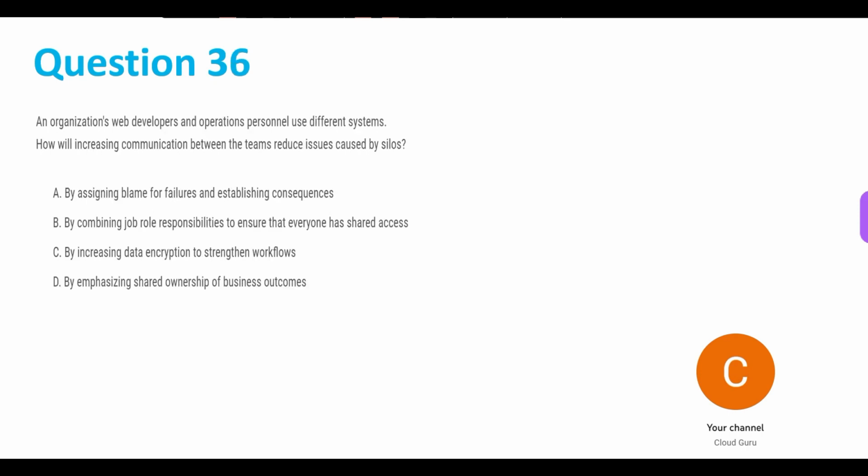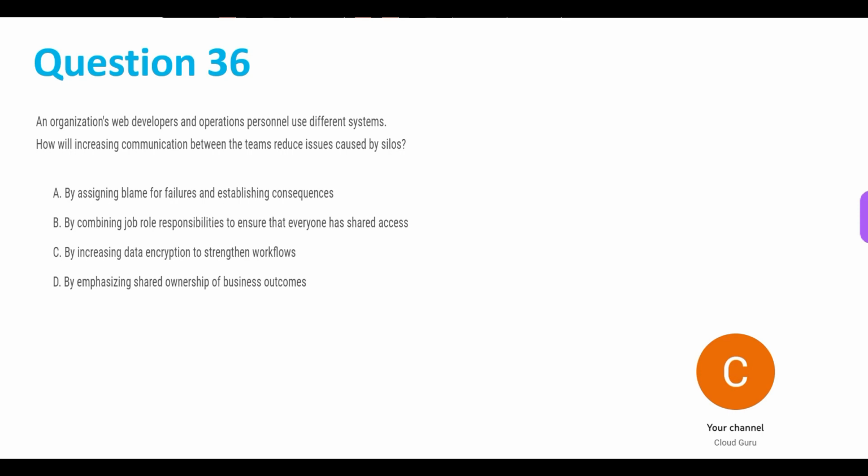Let's head on to the last question of this part, which is question 36. In organizations, web developers and operations personnel use different systems. How will increase in communication between the teams reduce issues caused by silos? A, by assigning blame for failures and establishing consequences. B, by combining job role responsibilities to ensure that everyone has shared access. Option C, by increasing data encryption to strengthen workflows, and option D, by emphasizing shared ownership of business outcomes.